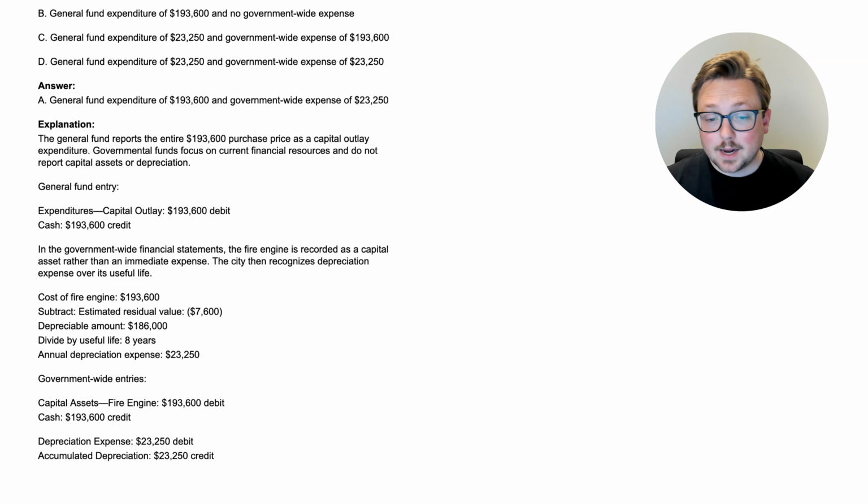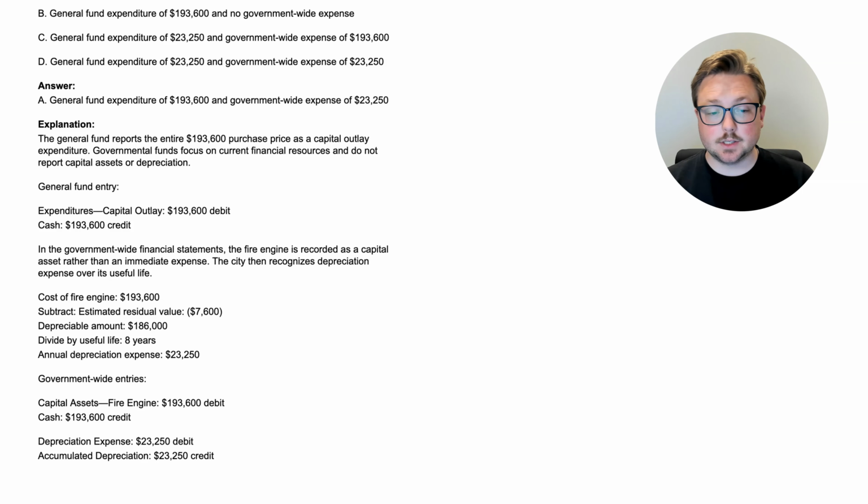In the government-wide financial statements, which we have talked about in previous videos, the fire engine is recorded as a capital asset rather than as an immediate expense or expenditure, which it would be for the general fund. The city then recognizes depreciation expense over its useful life. And you've seen this probably a whole bunch of times in your career or in maybe the other CPA exams. Pretty straightforward to do normal depreciation.